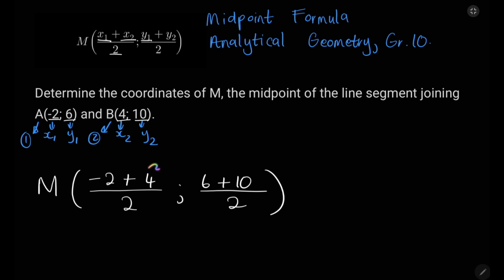Now in a calculator, punch negative 2 plus 4 all over 2. Your answer should be 1. We also have 6 plus 10 all over 2. Punch this in a calculator. Your answer will be 8. So that means between points A and B, the middle part or the midpoint is coordinate 1 and 8.